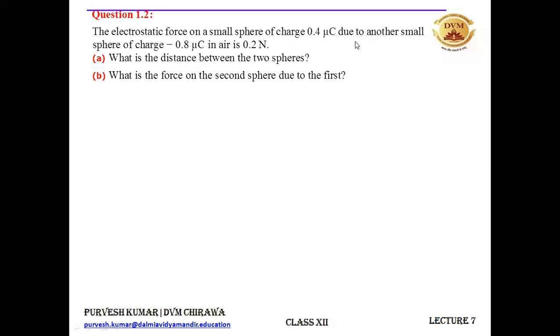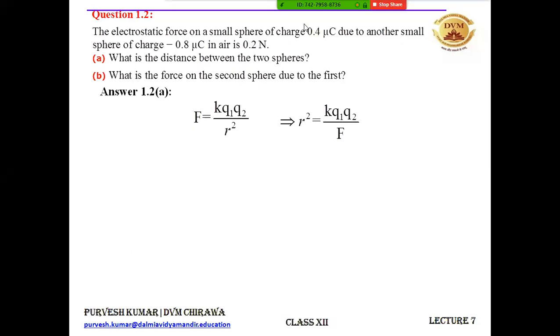okay, Diksha has raised her hand. Let me answer Diksha's question first and then I'll go ahead. In this question, we are given the force and we need to find the distance between the spheres. The r needs to be found. By Coulomb's law, F = K Q1 Q2 / r², which implies r² = K Q1 Q2 / F. Okay, Diksha wants problem 1 to be explained again, so I'm just explaining it again.